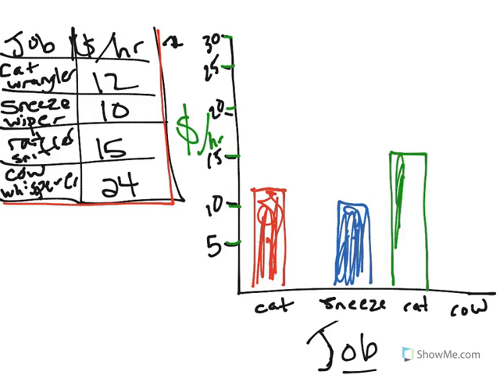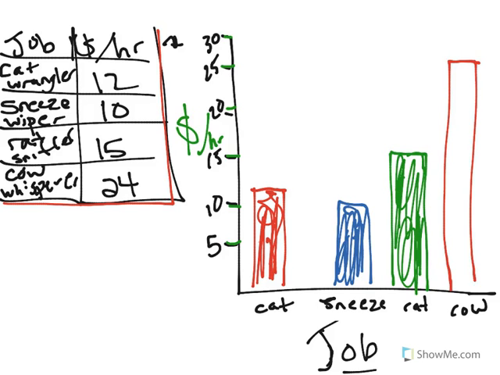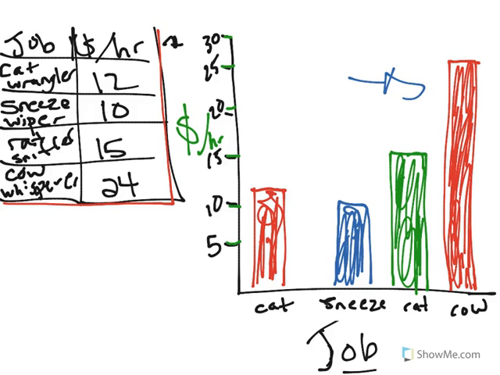And then the last one is the cow whisperer. That's at 24. So I go all the way up to, it's just going to be just a little lower than 25. So there's a good representation of those jobs. So you can look at that bar graph and see that visually, the cow makes the most money. And visually you can see that the sneeze wiper makes the least amount of money.